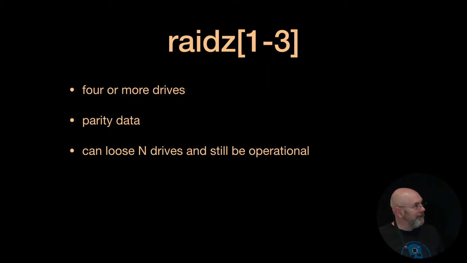So, briefly talked about RAID Z. You need at least four drives to do RAID Z, and that'll get you RAID Z 1. But the more drives you have, the higher this number can come. And this is the beauty. You can lose N drives and still be operational. And by operational, I mean the system will continue to run. It's not like, oh my God, the system can't run because I'm missing two. No, it just runs.